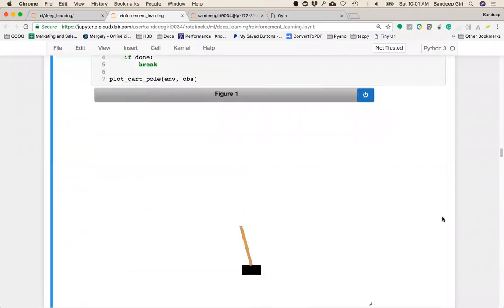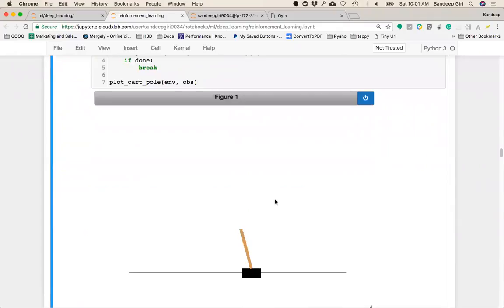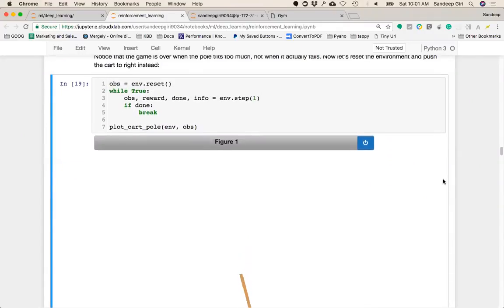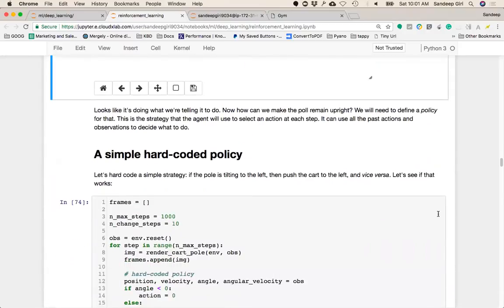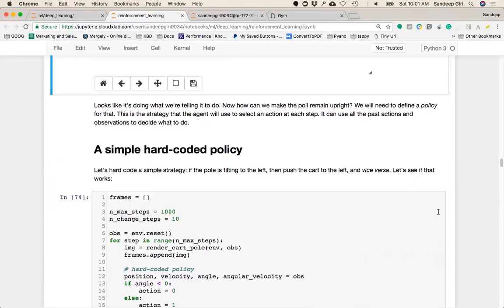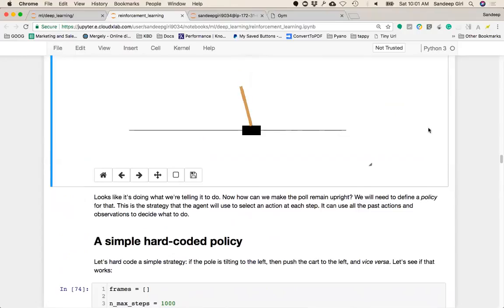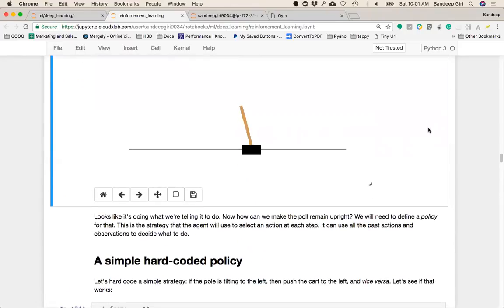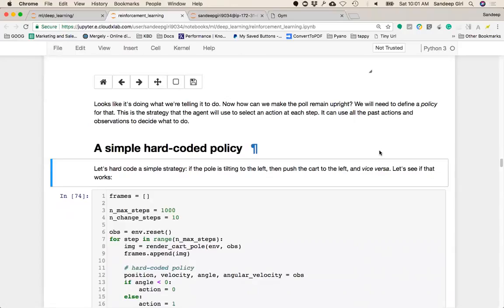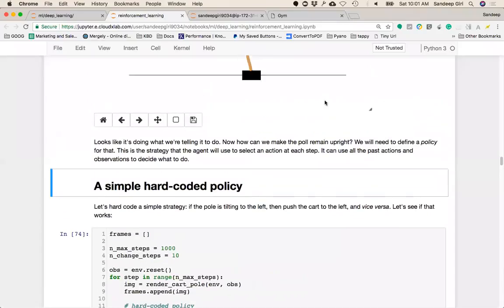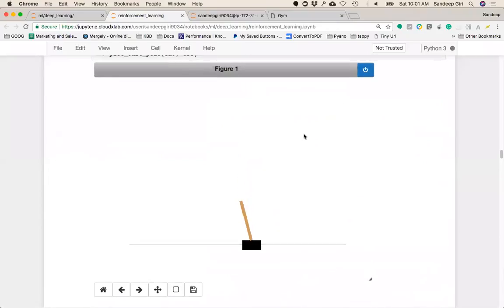Now, when we were moving to the left, the pole was tilted to the right. When we move to the right, the pole is tilted to the left. So though we are able to make it move around, it's going to take a bit more strategy to balance it for longer.